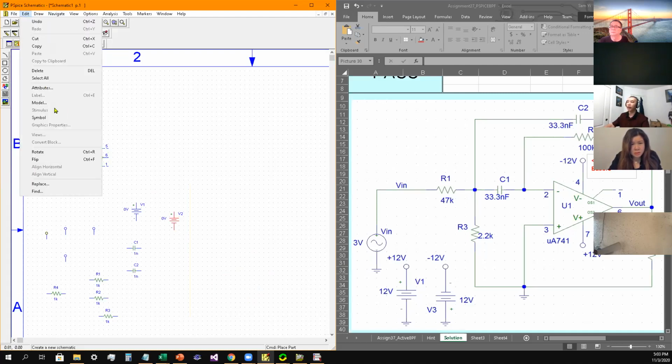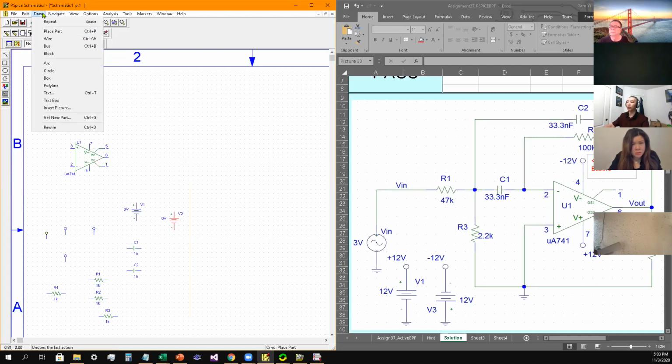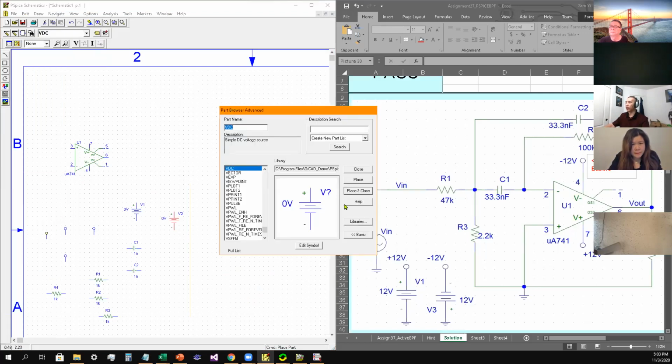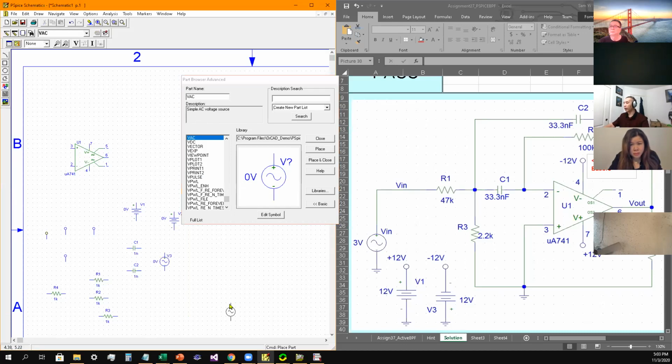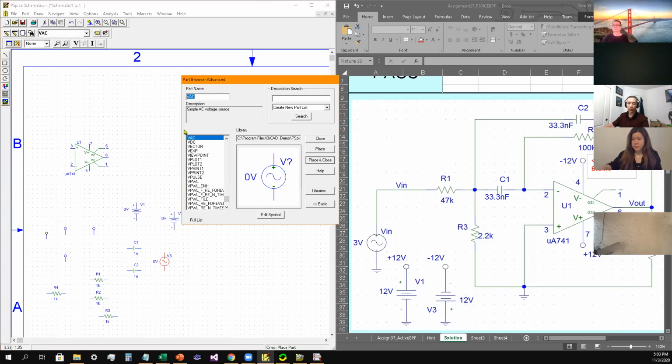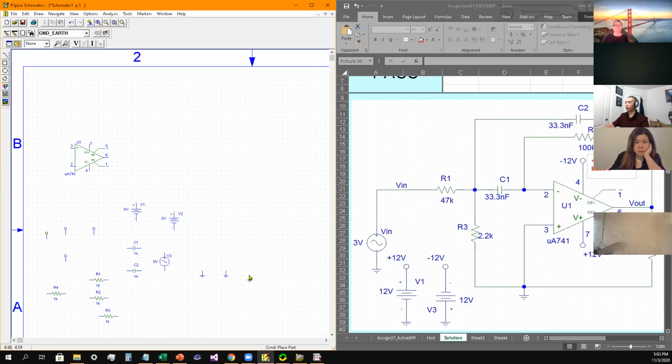Okay, go to Draw, Get Part, and the next part is going to be VAC. So we need VAC. That looks like that symbol, so place. Then we have ground. There are 4 grounds. So ground, GND. We need ground earth, earth, place, and close. Okay, so 1, 2, 3, 4.